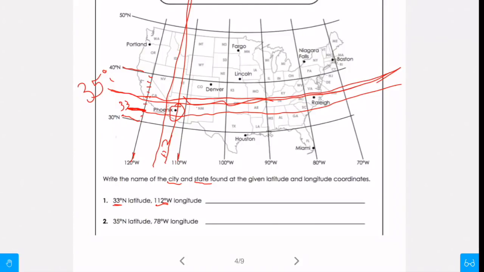So the city that's closest is Phoenix, and it's okay to put the abbreviations for this one. So it's okay to put Phoenix AZ, Phoenix, Arizona.